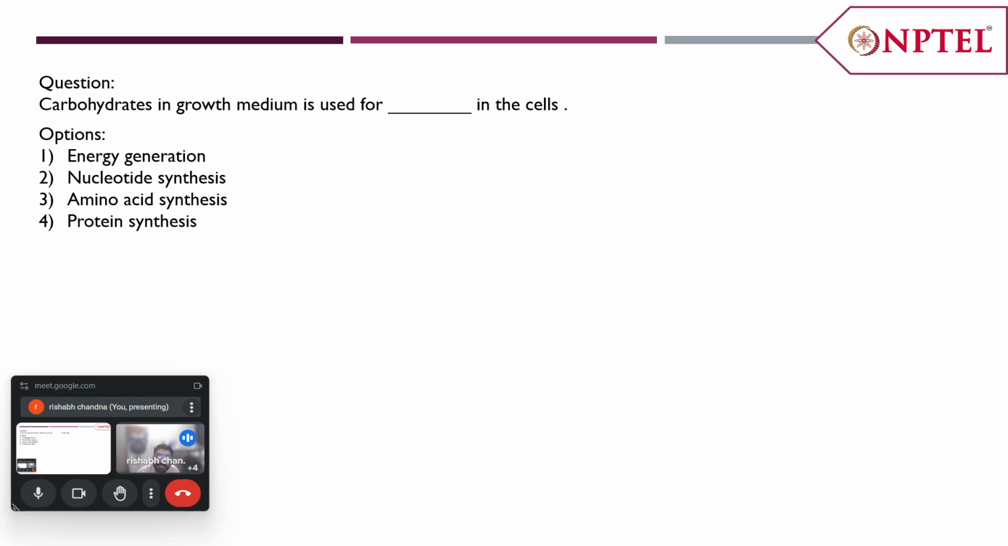Carbohydrates in a growth medium is used for which purpose in the cells? Is it energy generation, nucleotide synthesis, amino acid synthesis, or protein synthesis? What can be the correct answer?